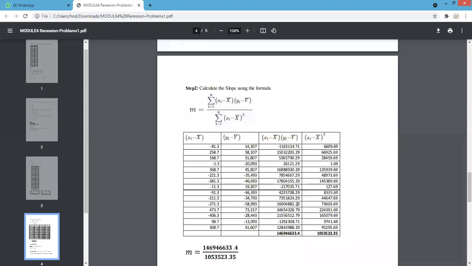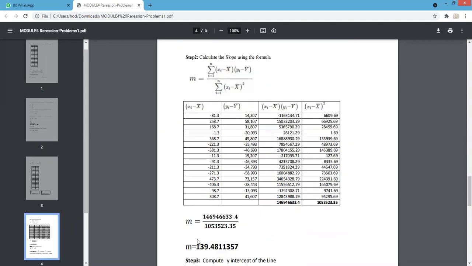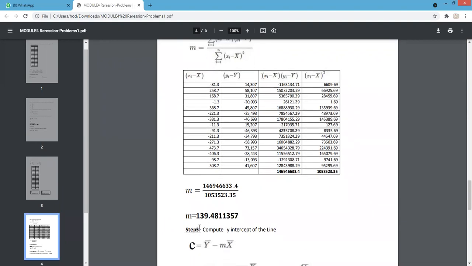So now what we are doing? Your numerator is this value. The denominator is summation of i equal to 1 to n, xi minus x bar, squared, this value. So now m is equal to the numerator divided by the denominator. So you get m is equal to 139.481, and so on. You can round off to 139.48.